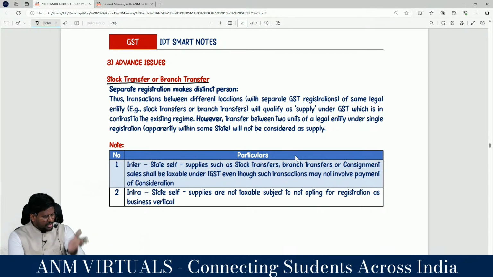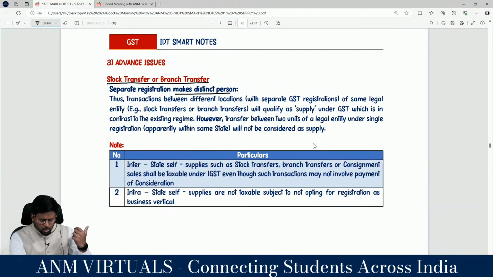Maybe in Tamil Nadu itself you might have taken two registrations, one being the head office and one the branch office. Now ANM Classes Chennai is the head office and ANM Classes Coimbatore is the branch office. Sir, if any supply is provided from the head office to the branch office, my dear lovable students, it is liable to GST. A separate registration makes a distinct person.